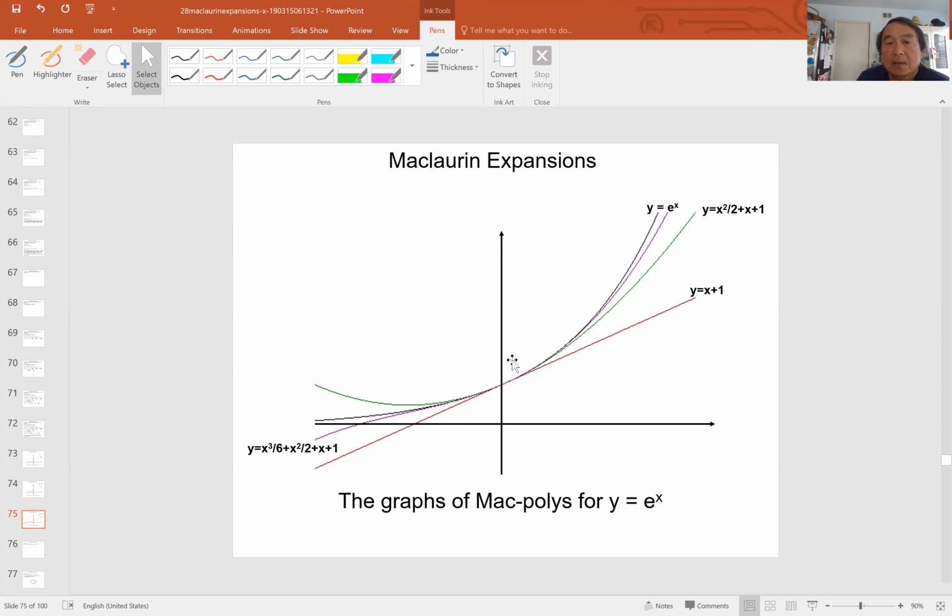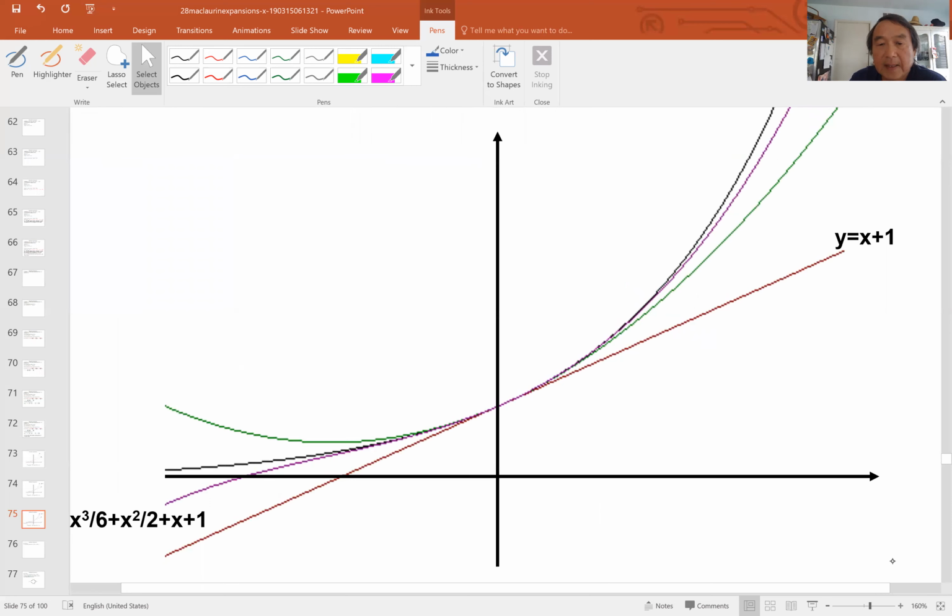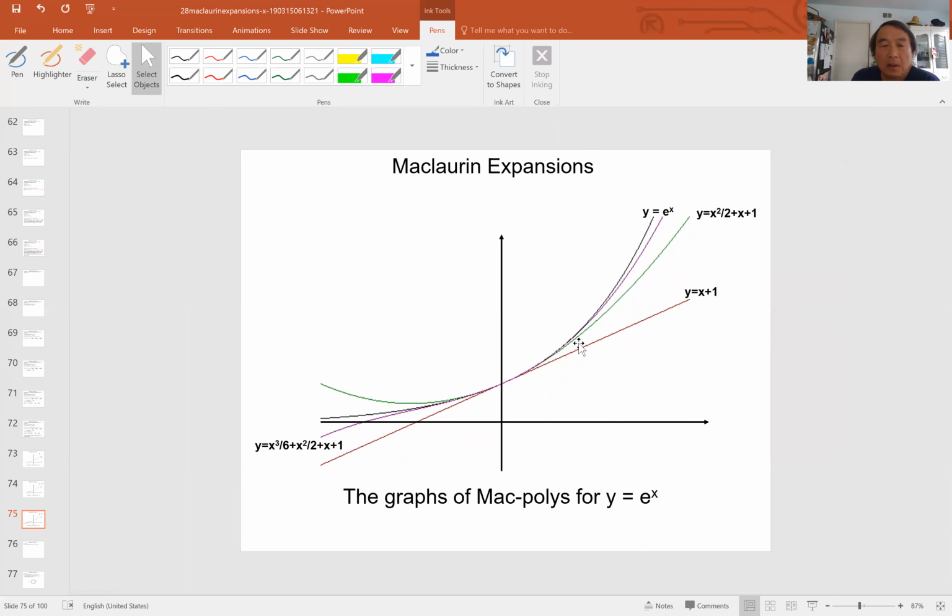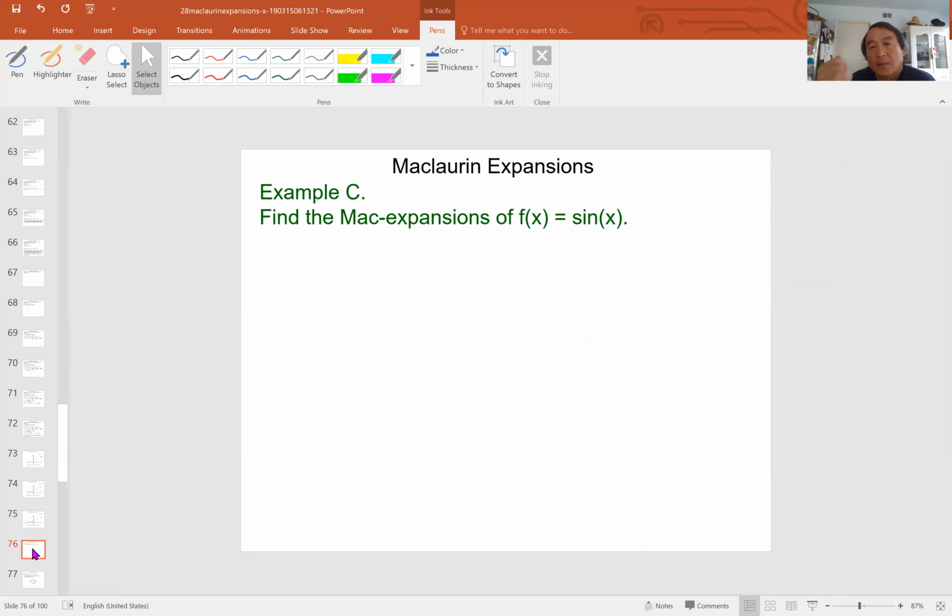And then the next one is a cubic, and the purple line is the best cubic approximation. And if I blow up the center and look at the point, keep blowing up, you will get to a point where the purple line is closer than everybody else to the black line. So it does work as approximations.